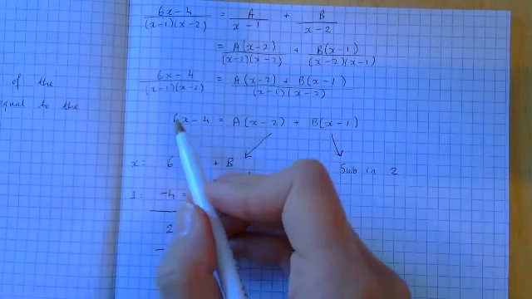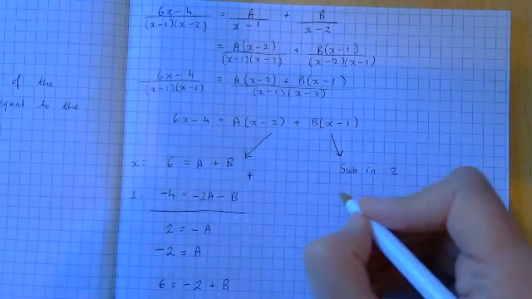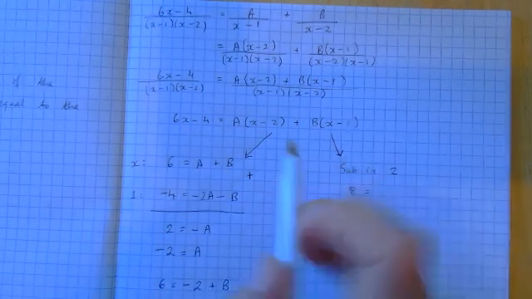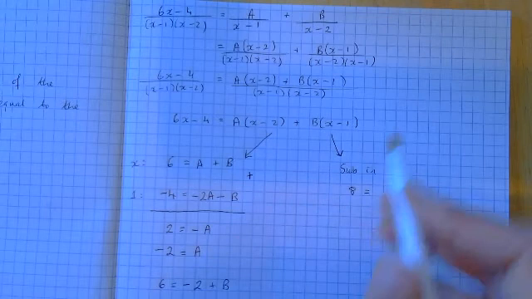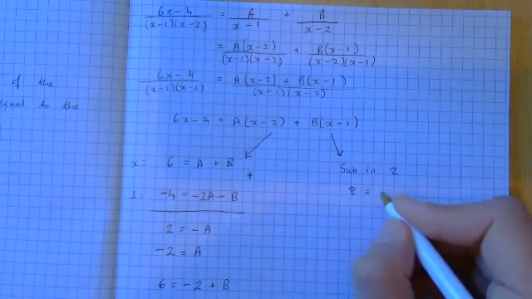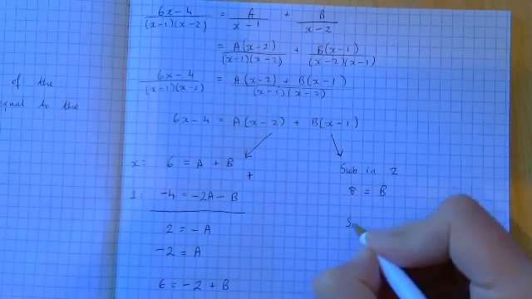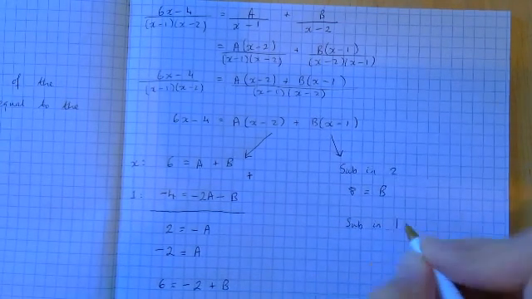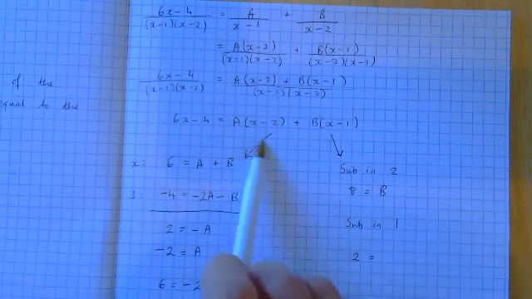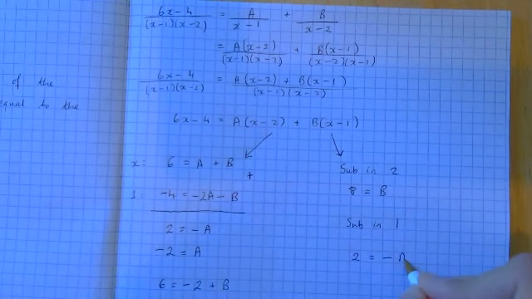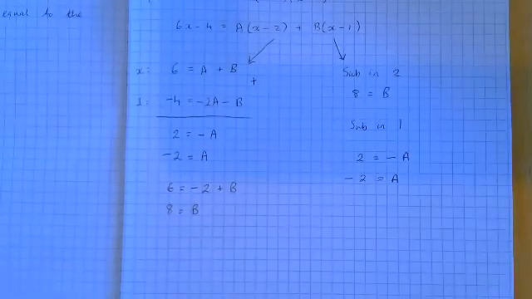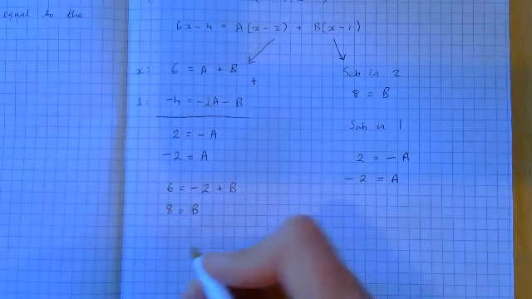So what am I going to do? Let's sub in 2 so that this bracket becomes 0. So on this side, what do I get? 12, 8. Yeah, because 6 times 2 is 12, take away 4, which is 8. That bracket's going to go because when I stick in 2, that's going to be 0. And when I stick in 2 here, I'm just going to get 2 minus 1, which is 1. So I'm just going to get that 8 equals B. And then I'm going to sub in 1. So on this side, I get 6 minus 4, which is 2. And on this side, I'm going to get 1 minus 2, which is minus 1. So I did, in fact, get the same thing.